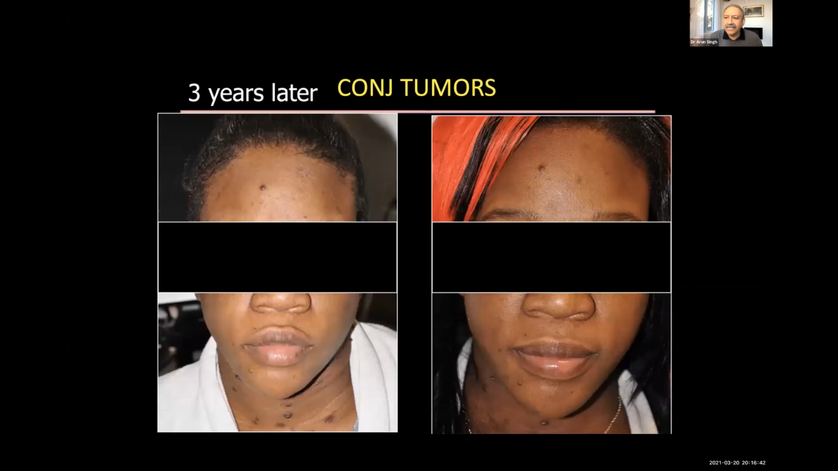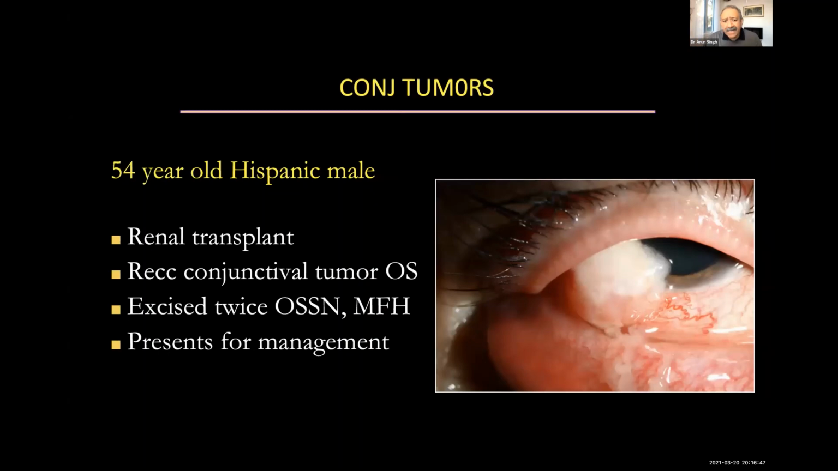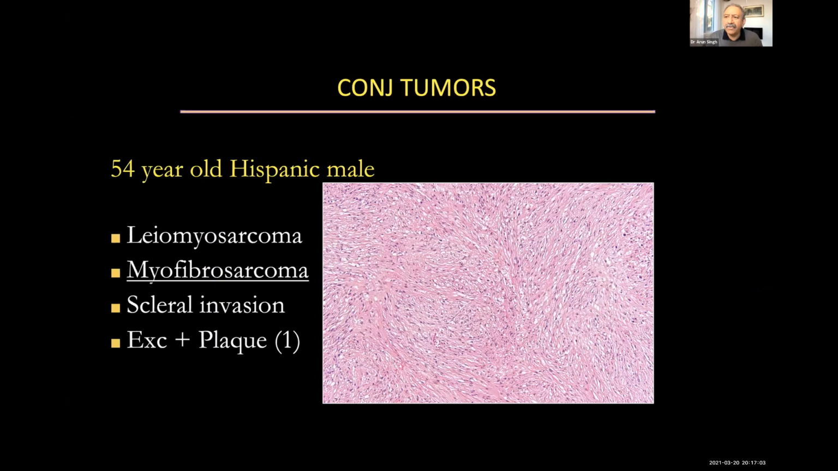Here's a patient who had a kind of ill-defined stromal malignant tumor of the conjunctiva. He's a renal transplant, so he's immunosuppressed. And he had multiple excisions and came to me with a big tumor sitting there on the surface of the eye. It was a leiomyosarcoma. Initially, it was then changed to myofibrosarcoma. Again, a malignant stromal tumor.